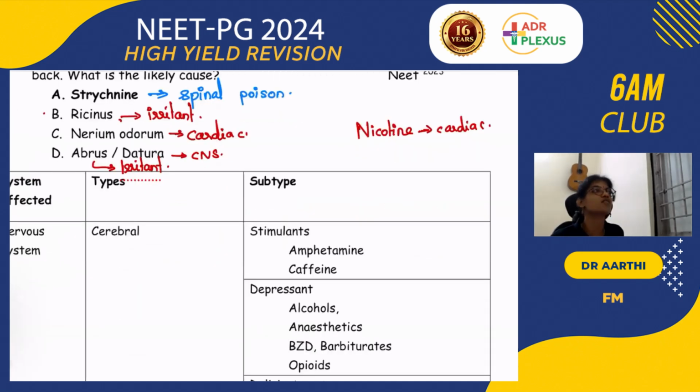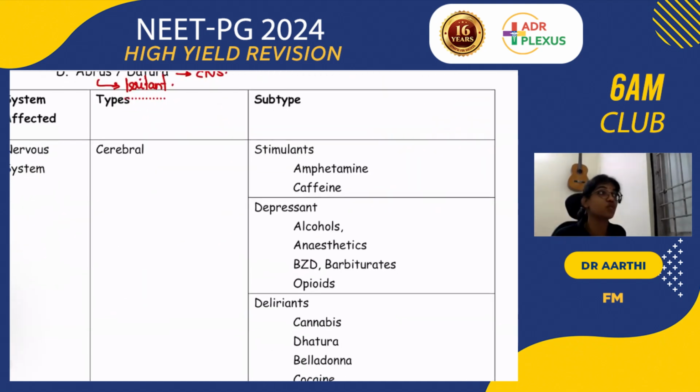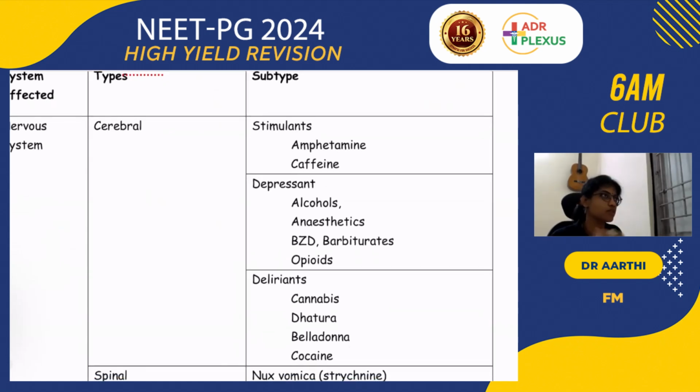So I'll be sharing this document also with you. Please do revise through it once. I've compiled it as much as possible so that we are able to revise it in one go at one time. So you have nervous system poisons. Cerebral stimulants are there. Stimulants include the coffee that we drink and amphetamine. And then you have depressants. Depressants: alcohol, anything that causes a person to go into a sleep-like state, right? Alcohol, anesthesia, barbiturates, your opioids, all of these are going to be your depressants.